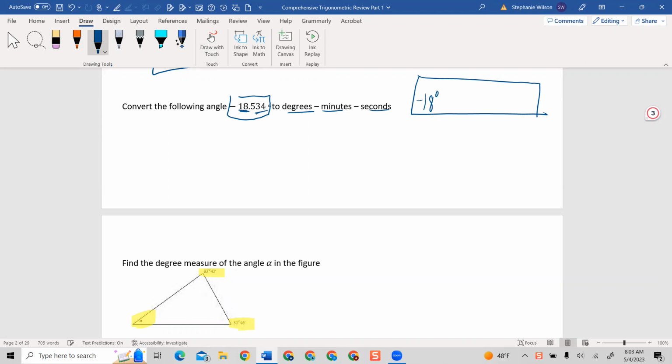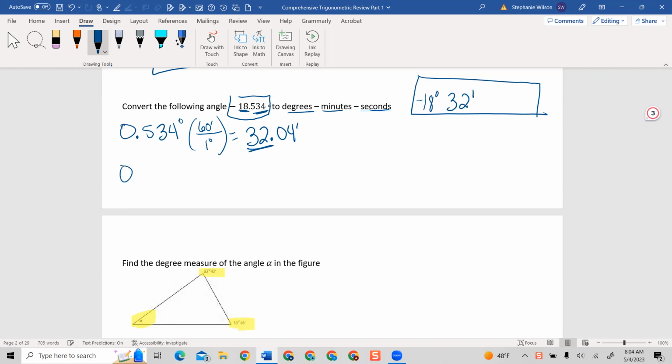Now let's focus on the decimal. The decimal part's what we're going to use to convert. So this is in degrees. I know that in 1 degree, it's 60 minutes. So the degrees reduce down, leaves me 0.534 times 60. That gives me 32.04 minutes. So the number in front of the decimal is going to be my minutes.